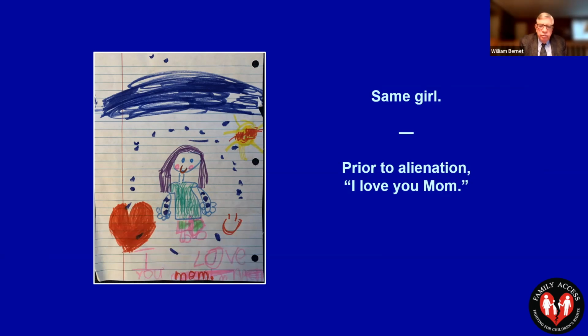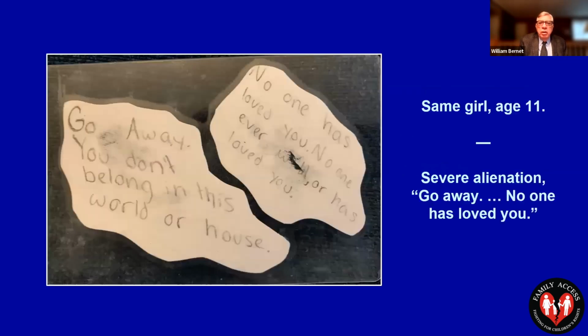But I have to tell you, things took a bad course, and I'm about to show you the same thing from a couple of years later, which is very, very sad. And so this is what the child wrote later when she became alienated. And we can read this together. She says, "Go away, you don't belong in this world or house." And then the other one says, "No one has loved you, no one ever would or has loved you."